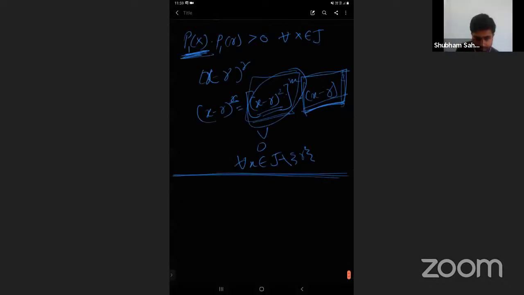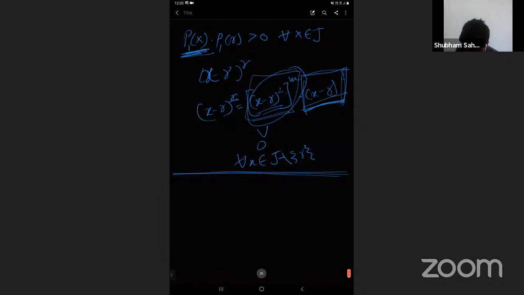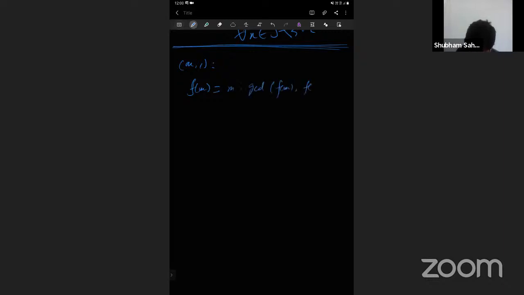So the first strategy for going about these problems is plugging in values and hoping that something clicks. If you plug in m comma 1, then you actually get that f(m) is equal to m times gcd(f(m), f(1)). So you have something really nice at hand.